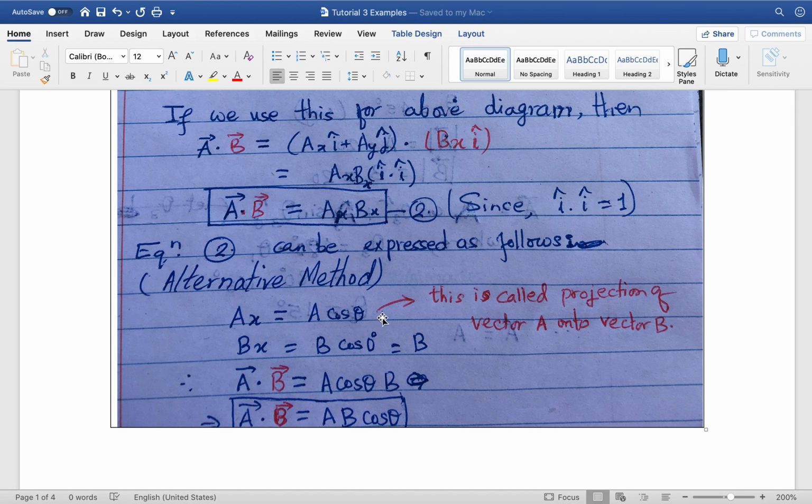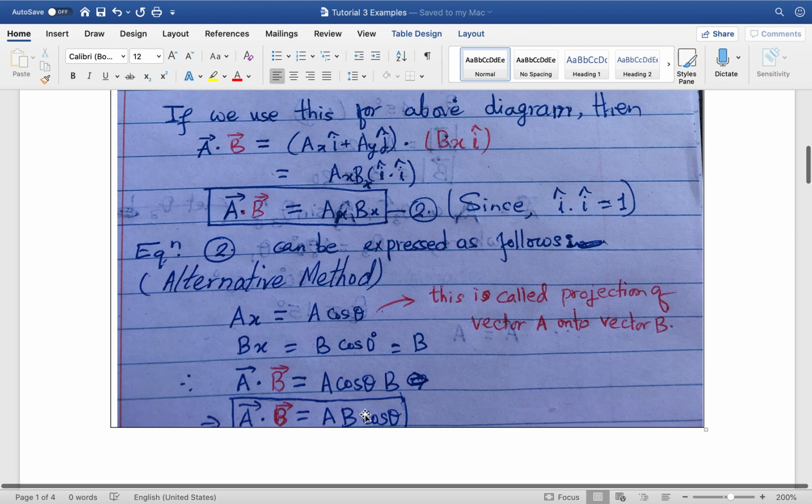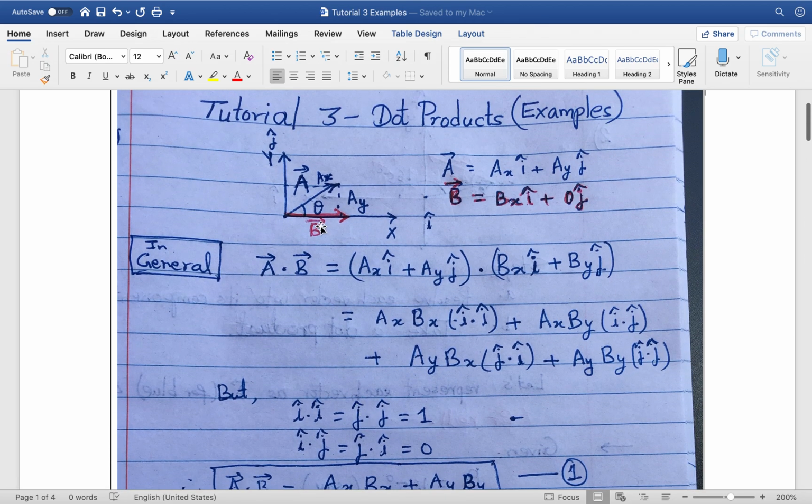This part here, a cos theta, is called the projection of vector a onto vector b. So what does that really mean in the diagram? Projection of this vector onto vector b. It means how much of vector A is tilted towards vector B.